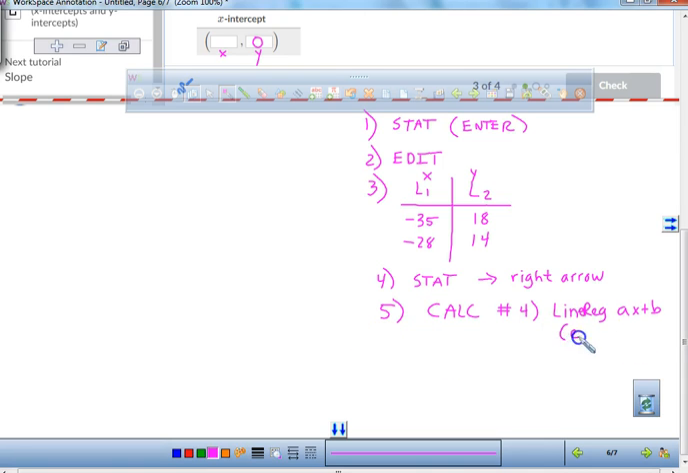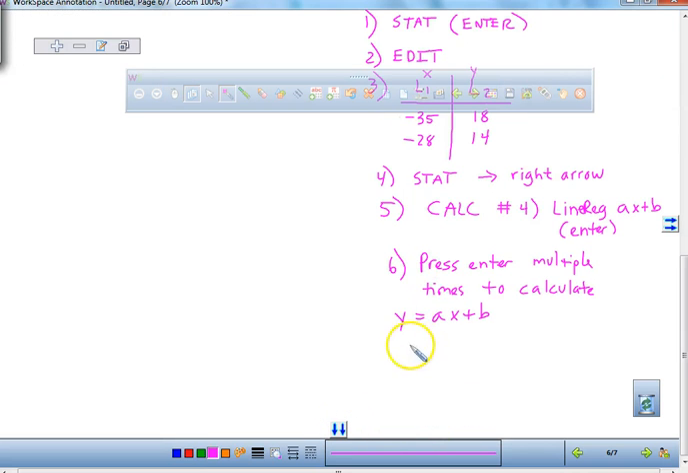So once you get here, you're going to press enter. And number 6, right, press enter multiple times to calculate AX plus B. So your calculator is going to spit out what your A value is, and it's going to tell you about your B value.